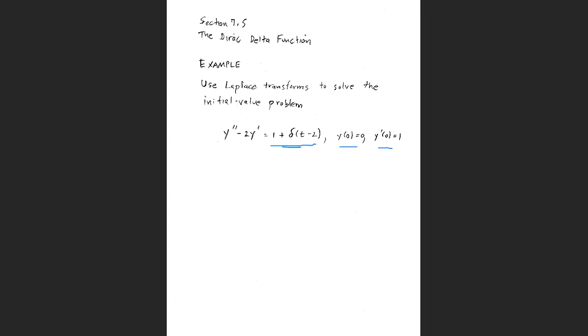And what do we do? Well, first, in our solution, we take the Laplace transforms of both sides of the differential equation. Now on the left, the Laplace transform of y double prime minus 2y prime is simply equal to the difference of those Laplace transforms, with the 2 factored out on the second one. And then on the right-hand side, the Laplace transform of 1 plus that Dirac delta function would be equal to the Laplace transform of 1 plus the Laplace transform of the Dirac delta function.